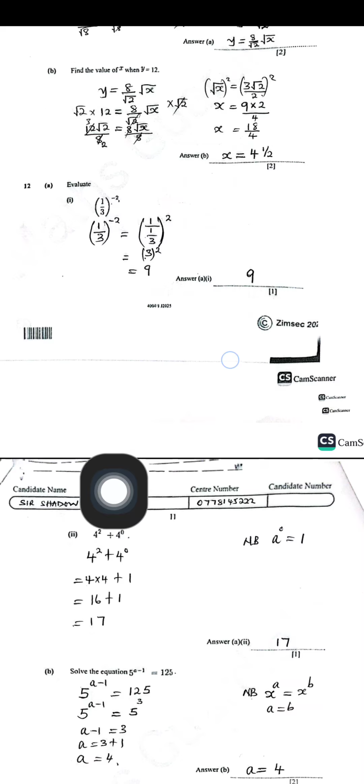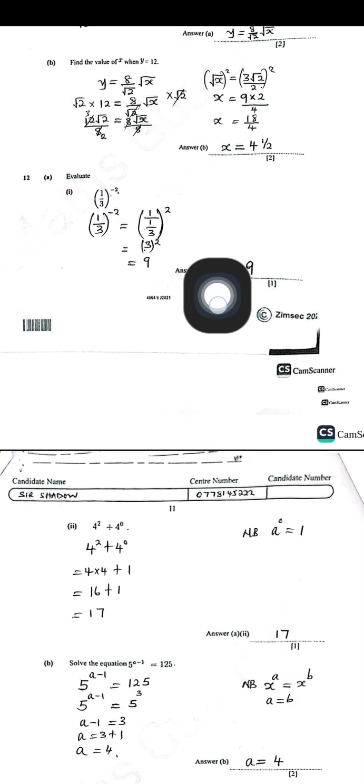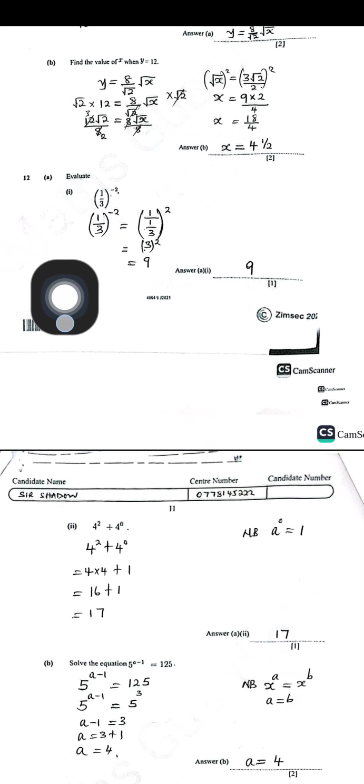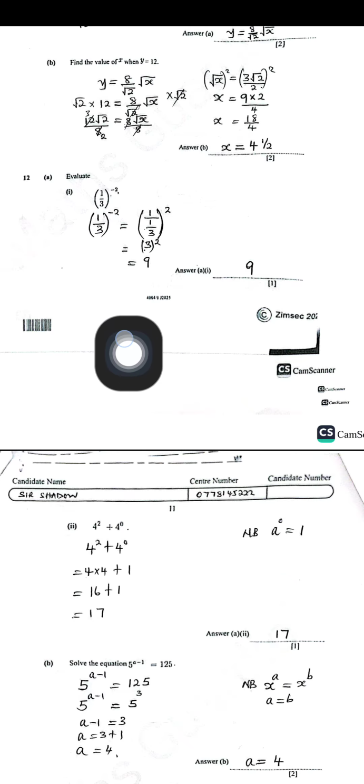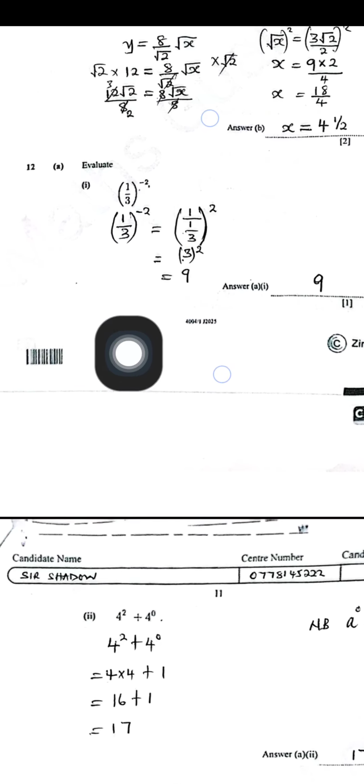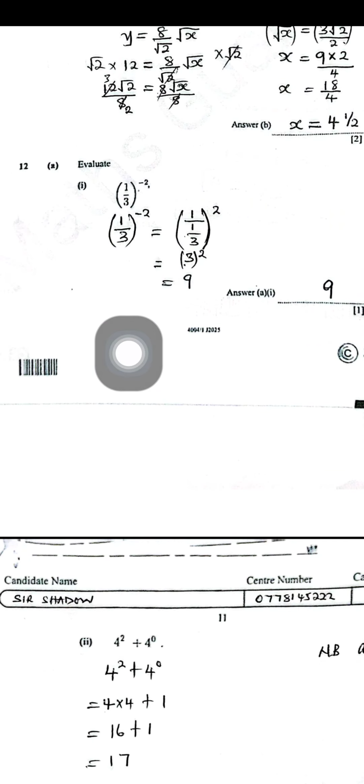Right, let's move on. Question number 12a. We are given: evaluate 1 over 3 to the power of minus 2 over 3. Let me zoom the question so that it becomes clear.